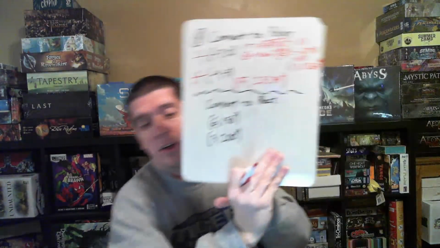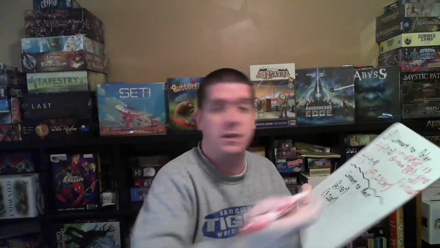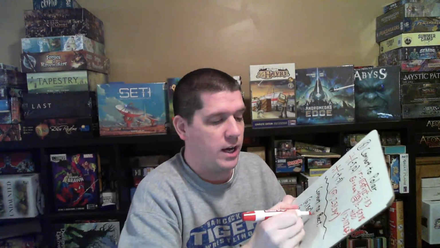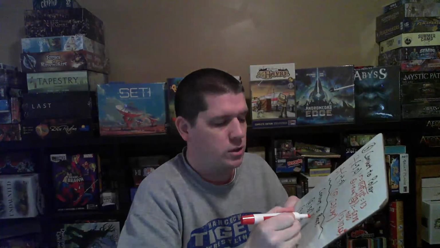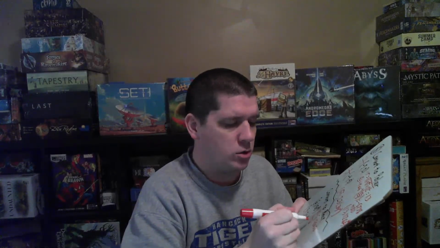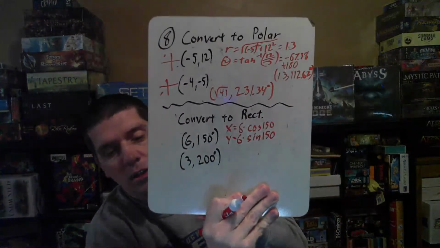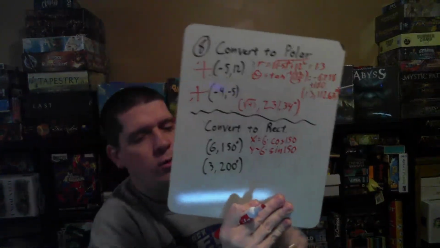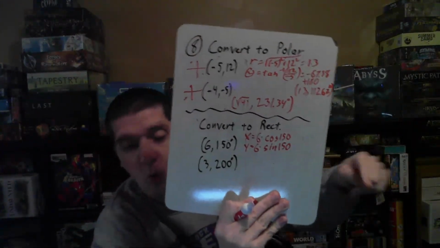Now, as far as converting to rectangular, that's the easy thing. We just use the other one. I know x equals 6 times cosine of 150, and y equals 6 times sine of 150. That's all I got to do. It's a lot more straightforward to convert from polar to rectangular. So that is the kind of nice thing there, where it's not as tough.